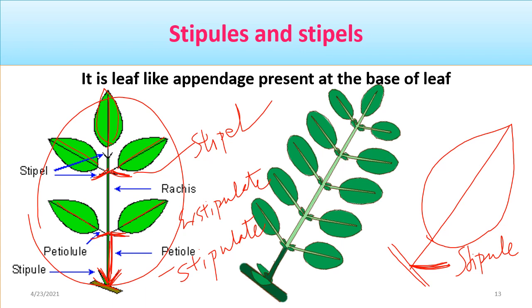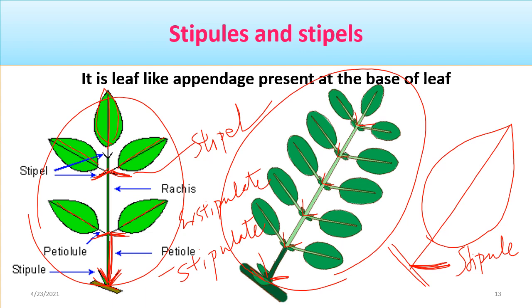Similarly here you can see stipules at the base of the leaf, but as this is a compound leaf, such outgrowths are there, and these outgrowths are actually called stipels. So remember, this is a stipule and these are stipels.